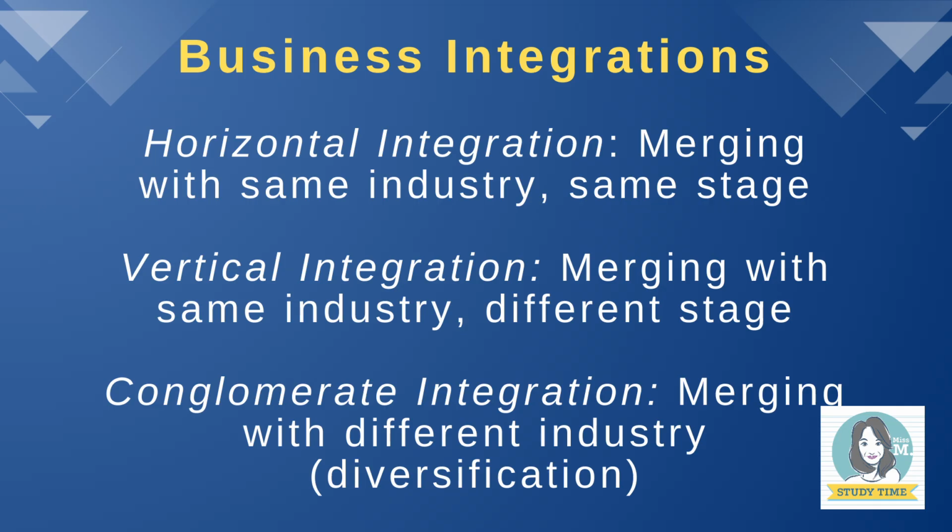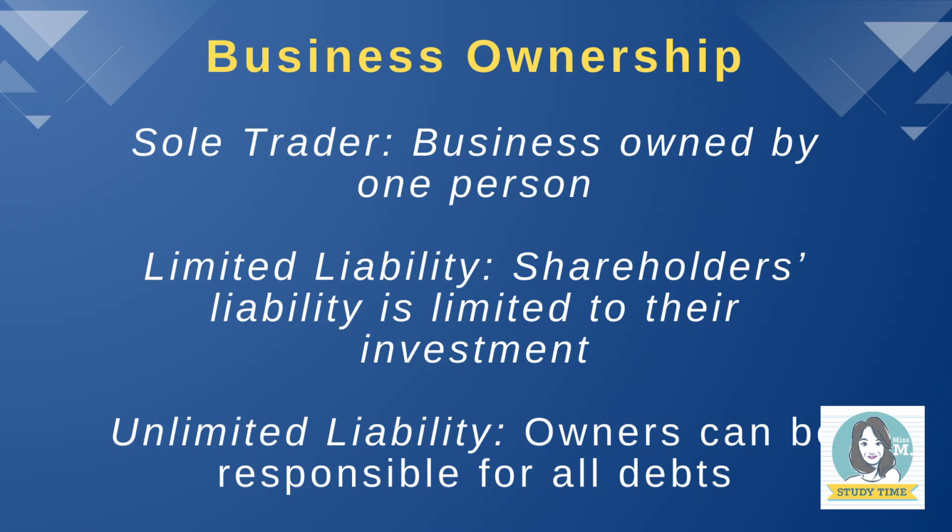Business ownership. A sole trader is a business owned and operated by only one person. This type of business is the simplest and most common form of business ownership. The owner has full control over the business and its operations.